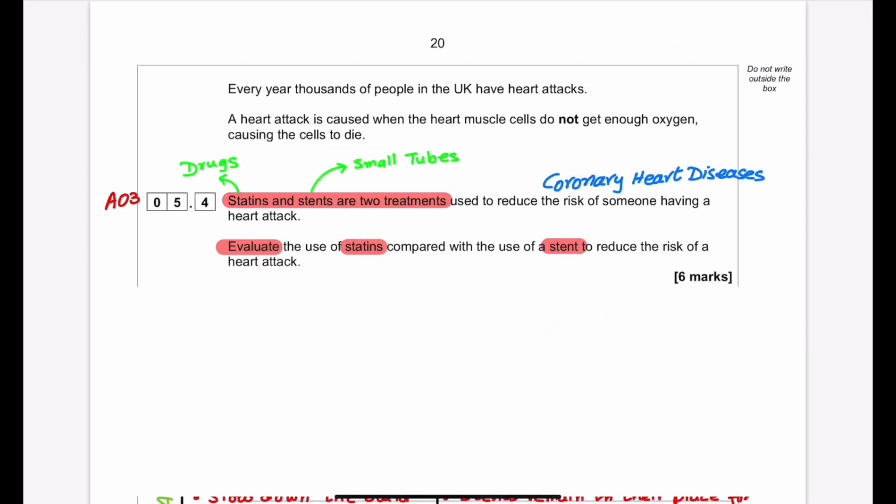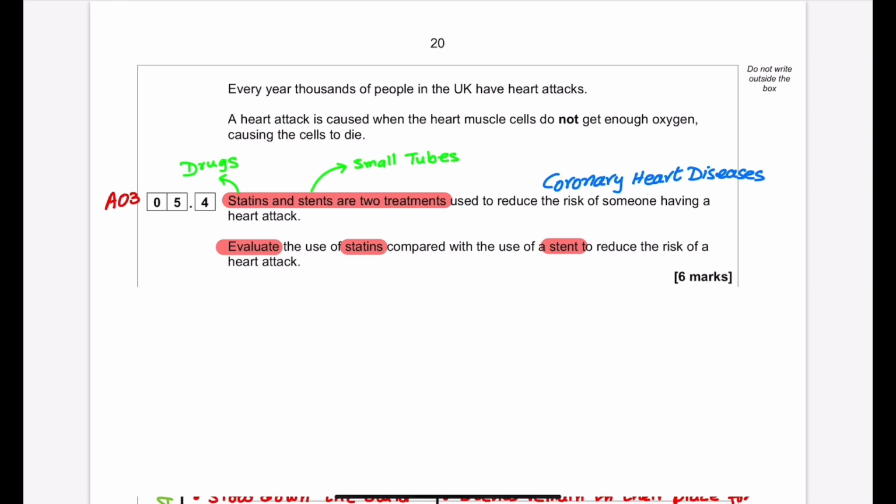Every year, thousands of people in the United Kingdom have heart attacks. A heart attack is caused when the heart muscle cells do not get enough oxygen, causing the cells to die. 5.4 is an AO3 question. Statins and stents are two treatments used to reduce the risk of someone having the heart attack. Evaluate the use of statins compared with the use of stents to reduce the risk of the heart attack.